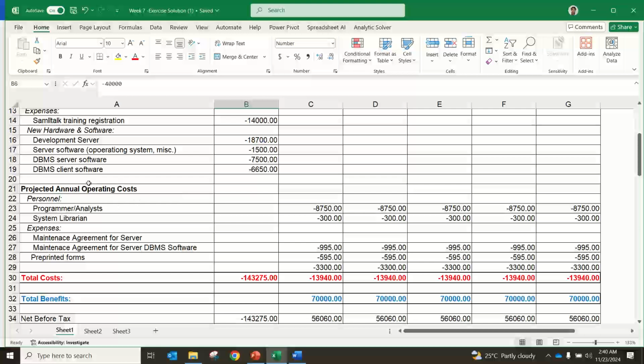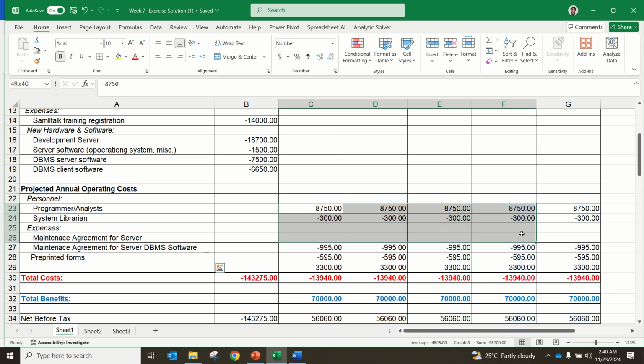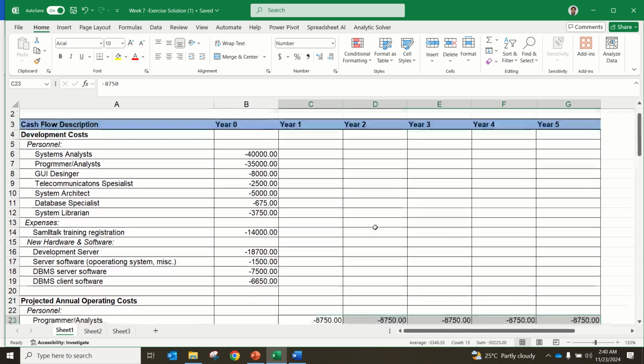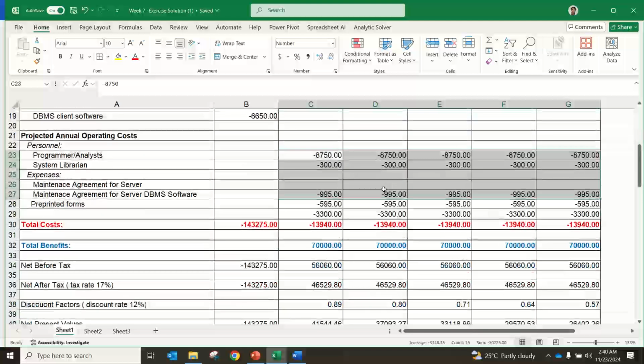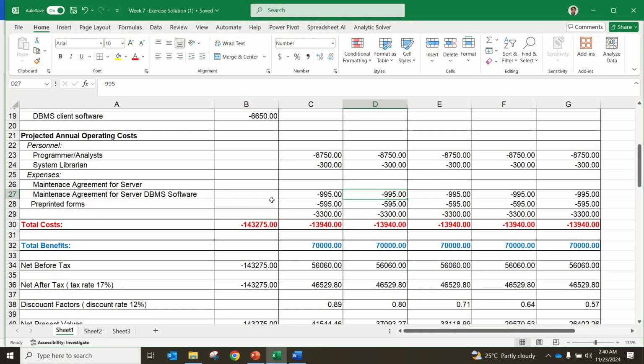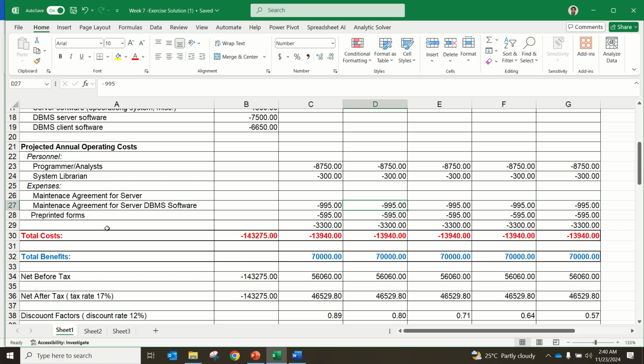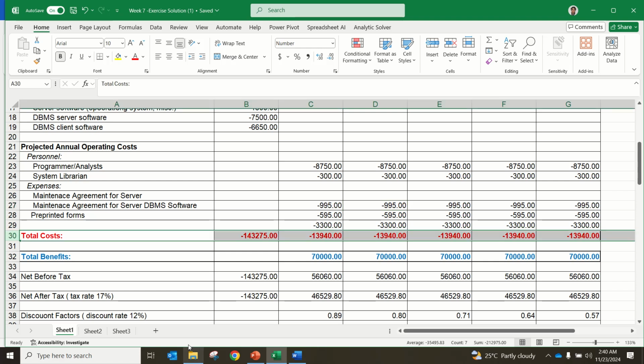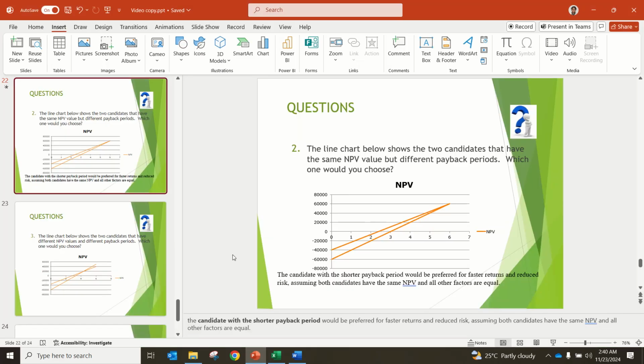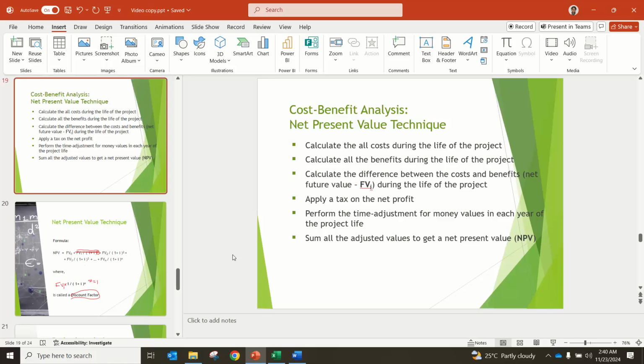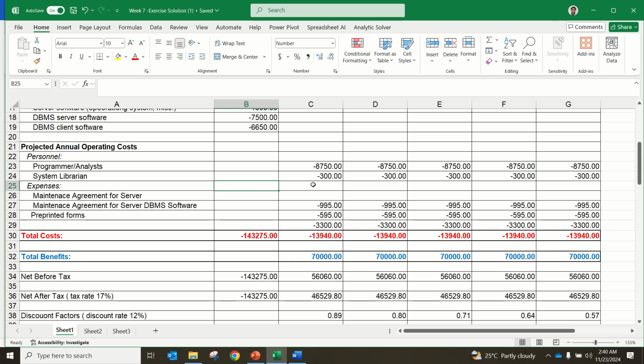And what about the maintenance and operating cost? Maintenance and operating cost will be from year 1, year 2, year 3, etc. Now why is it negative? Because again you are spending the money. So this is the first step: finding the total cost. Calculate all the costs, calculate all the benefits. These are the two different steps initially, and that is what we are doing here.